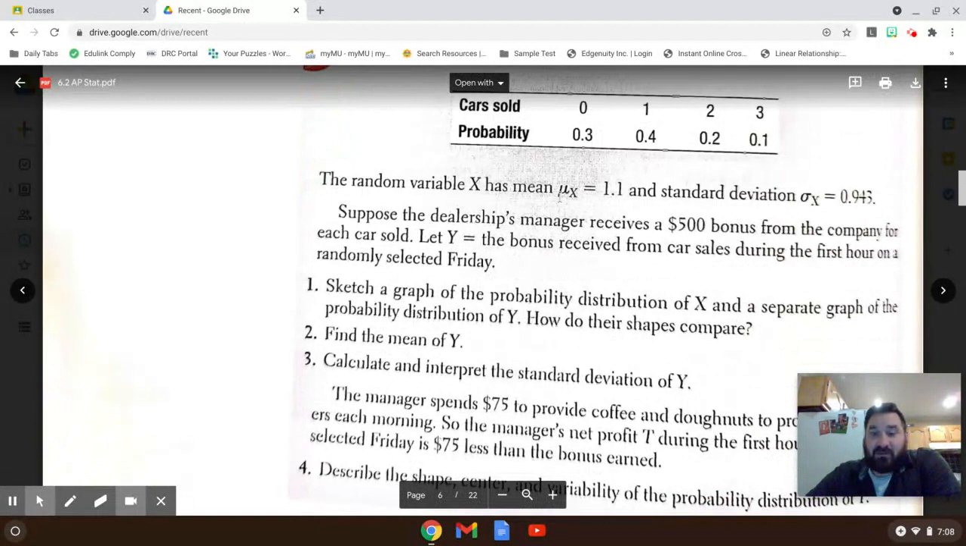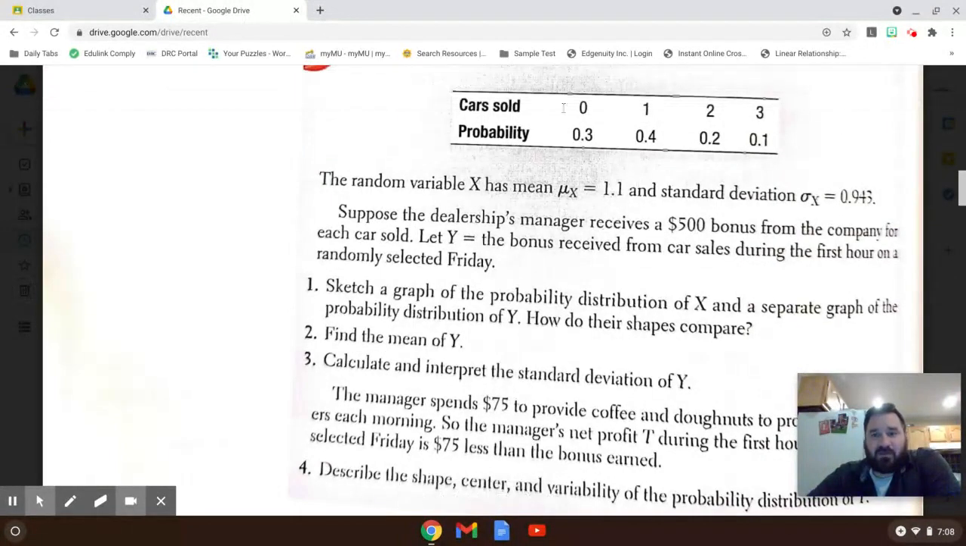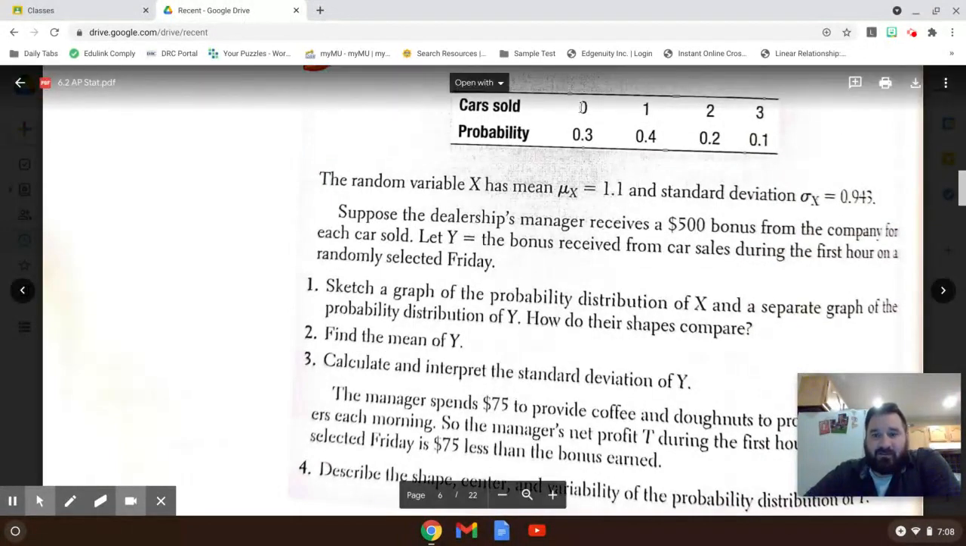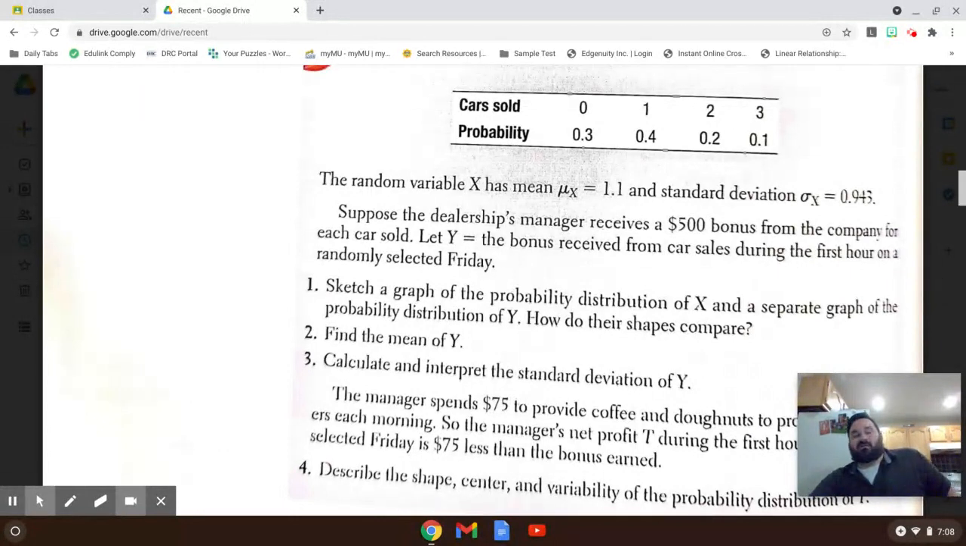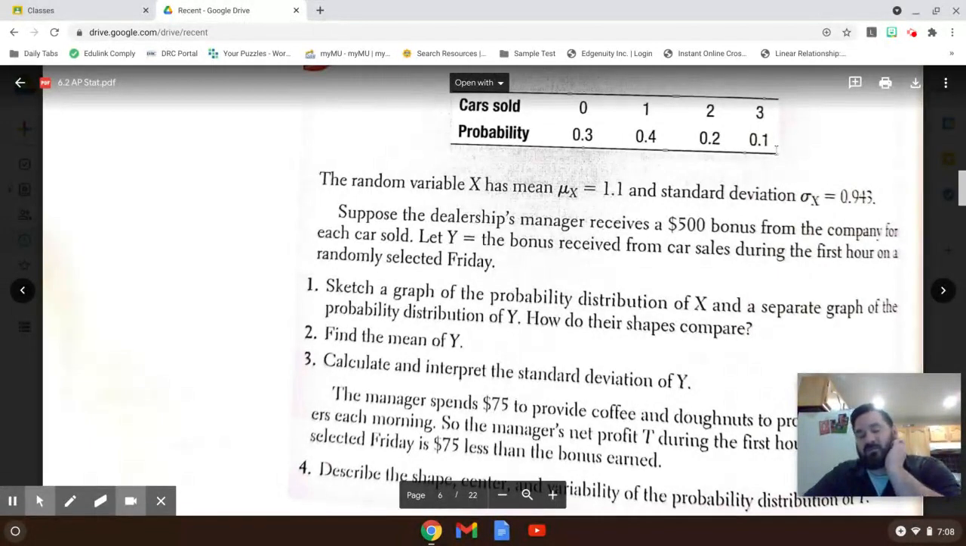For the random variable X, they're telling us the average, which they typically will, 1.1. That's just 0 times 0.3 plus 1 times 0.4 plus 2 times 0.2 plus 3 times 0.1. So that's where the 1.1 comes from. The average number of cars sold in the first hour is 1.1. Standard deviation is a little more lengthy to find, but they give it to us: 0.943.